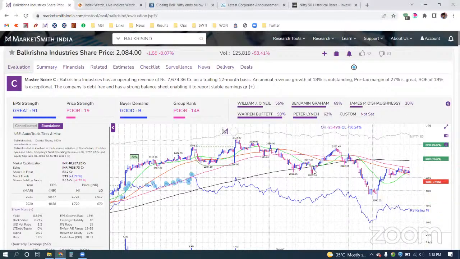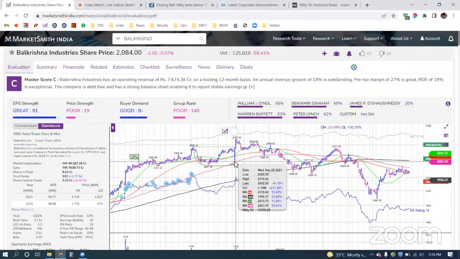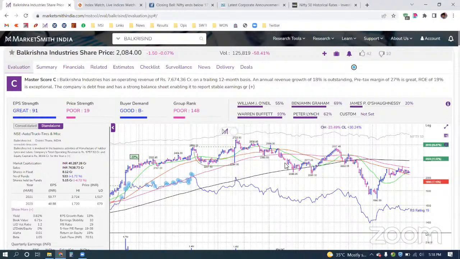So again, like one of the unsuccessful breakouts, if we look at the cup base in September, post that, the stock is not able to find any kind of momentum. So looking at the price strength, it is poor, really bad, and even the RS rating has been going downwards. But the EPS strength of 91 is really good, which is backed by a really good fundamental story.